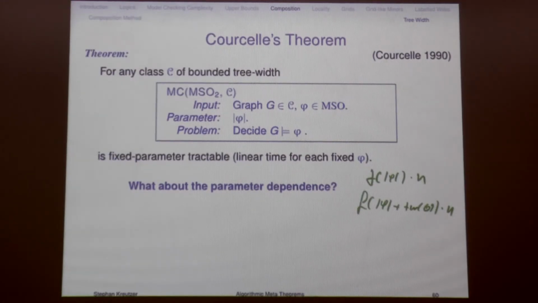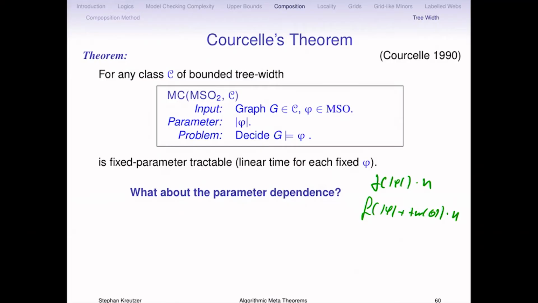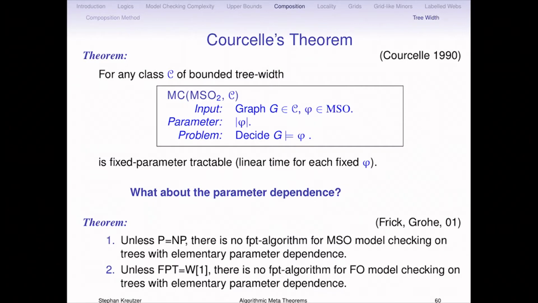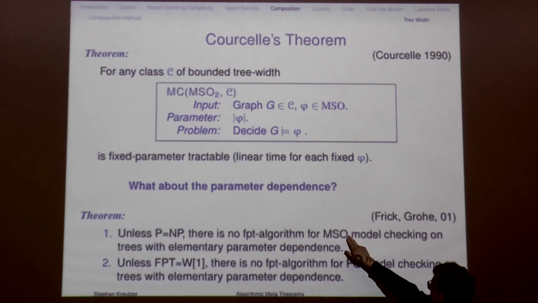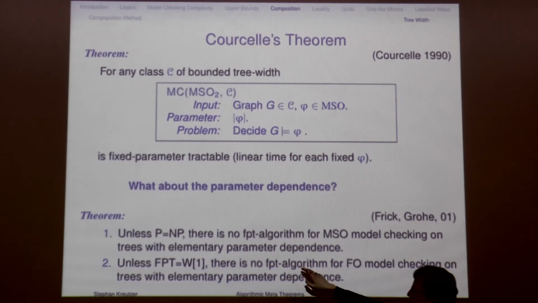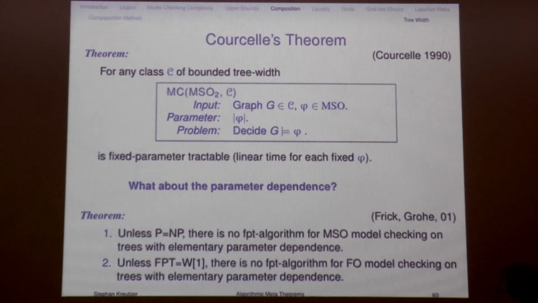So the natural question is, well, this is very nice, and you can't do better than linear, of course, but what about the parameter dependence? There's a proof by Frick and Grohe that unless P equals NP, there is no such FPT algorithm for MSO model checking, even on trees, where this function f is elementary. It means the function f is like a tower of twos, and the height is the size of the formula, the quantifier rank. And the same goes even for first order model checking.